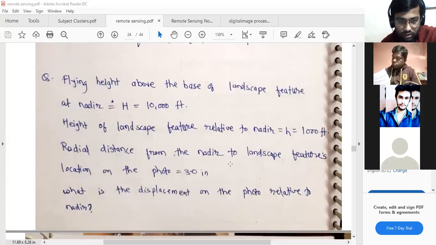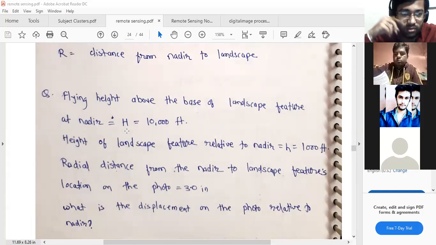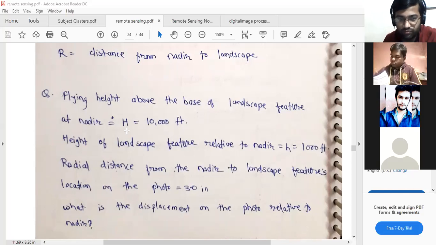Now try to solve this numerical. Okay, flying height above the base of the landscape feature at nadir h. Okay, इस न्यूमेरिकल में मैंने थोड़ा इजी बना दिया, आपको लेटर्स दे रखे. ओके, ये दिए नहीं रहेंगे. Okay, you need to identify the exact values. Flying height above the base of the landscape feature at nadir, capital H is equal to 10,000 feet. Okay, then height of the landscape feature relative to nadir, h is equal to 1,000 feet. This radial distance from the nadir to landscape feature location on the photo is 3 inches. Okay, and what is the displacement on the photo relative to nadir?